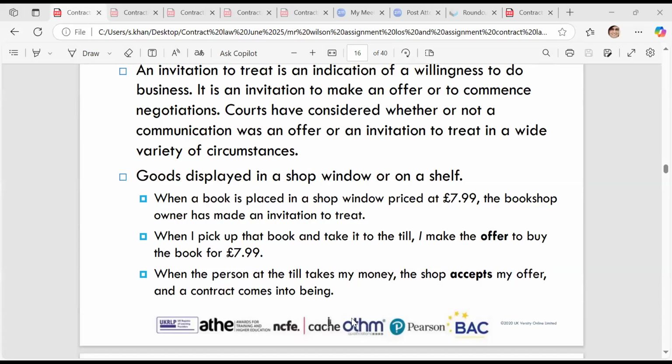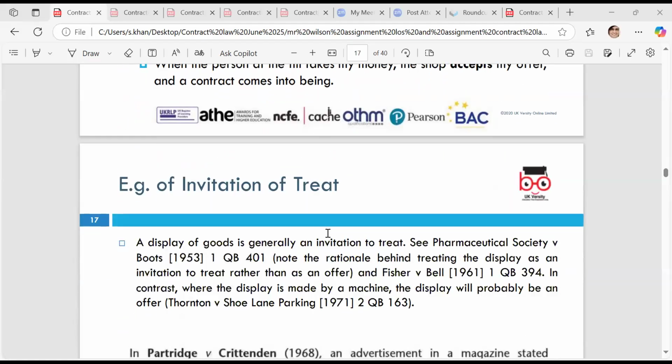So when I pick that book up and take it to the till, is that an offer to buy that book? It is. When the person at the till takes my money, they've accepted the offer. Simple as that: going in, invitation to treat; getting the book, offer; paying for the book is a contract. That's the easiest way to understand it.